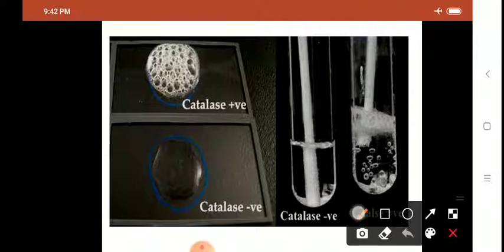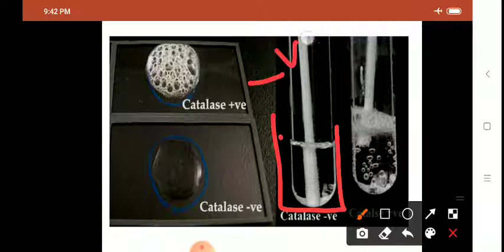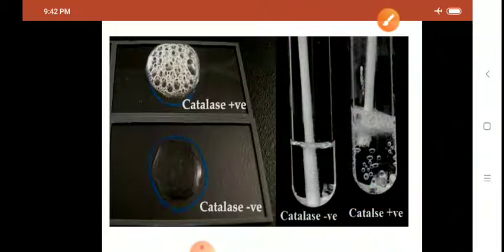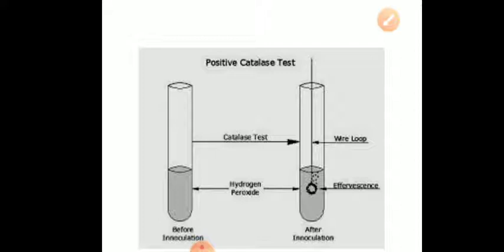Now in the test tubes, in the first test tube, you can see there is no rapid evolution of gas bubbles when the culture is immersed in 3% H2O2, so the organism is catalase negative. In the second test tube, we can see there is rapid evolution of gas bubbles when the organism is immersed in 3% H2O2, so the organism is catalase positive. Is that clear? It's a very simple test to check whether an organism produces the catalase enzyme or not.